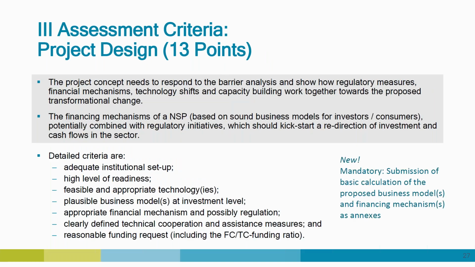Our second feasibility sub-criterion is the NSP design, which has the most marks accorded to it, 13. This should address how exactly the NSP, including regulatory measures, financial mechanisms, technology shifts, and capacity building, plans to tackle the key barriers and achieve the transformational change in the sector. There are various important aspects involved. An appropriate institutional setup that brings the relevant actors on board and considers also negatively affected stakeholders, for example, waste pickers in a waste project or individual taxi drivers in an urban transport project.